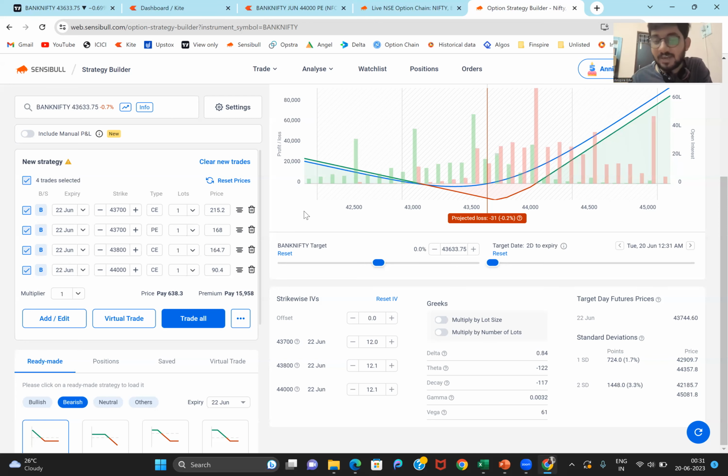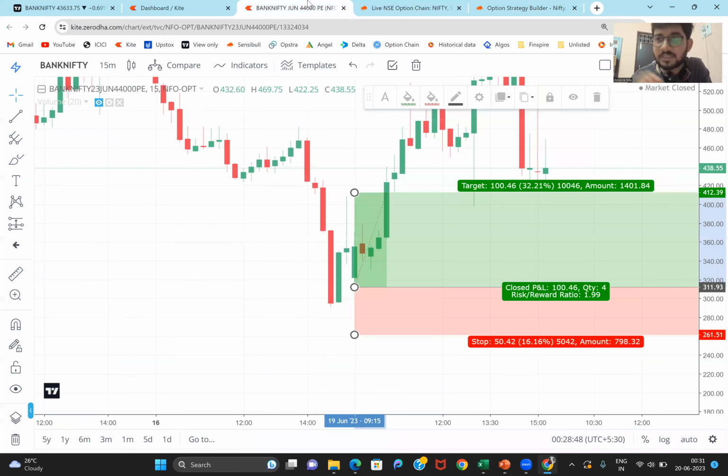But if you are just trading directionally, this is the concept which I have explained to you. If the at-the-money delta is 0.5, you have to take 50%. If the delta is 0.6, you have to take 60%. If the delta is 0.7, then 70%. This is how you trade in the financial markets.